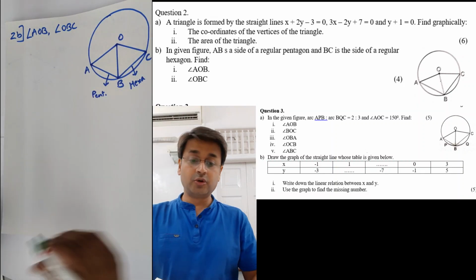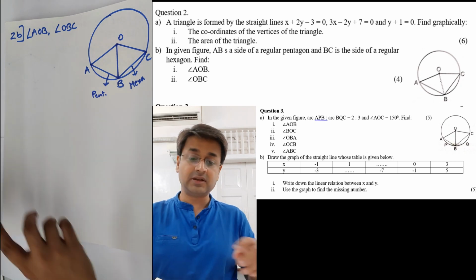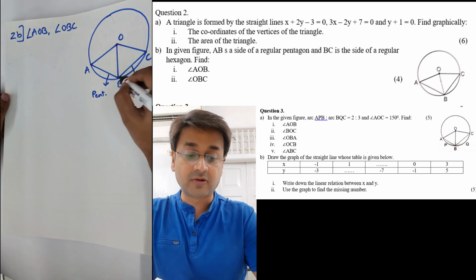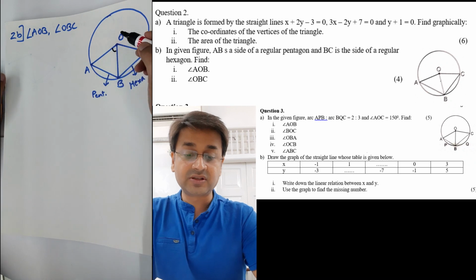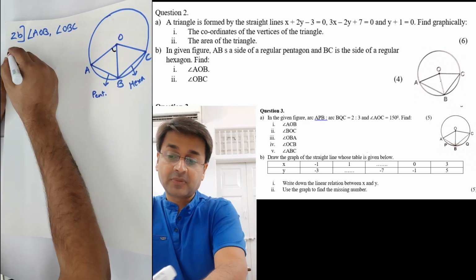2b. 2b is slightly easy. So let's see how we can work it out. AB is the side of a pentagon, hexagon. First angle you need to find is AOB. So very simple.